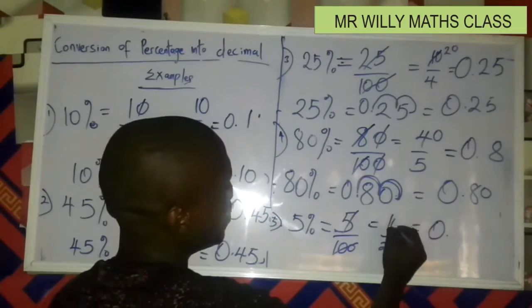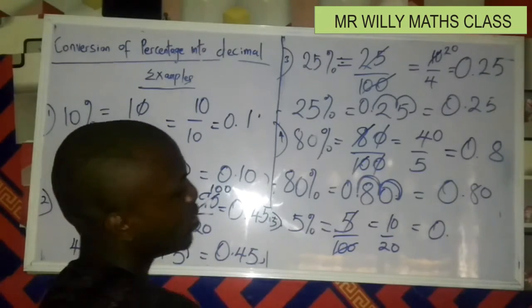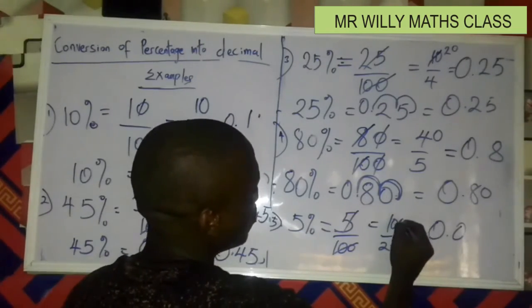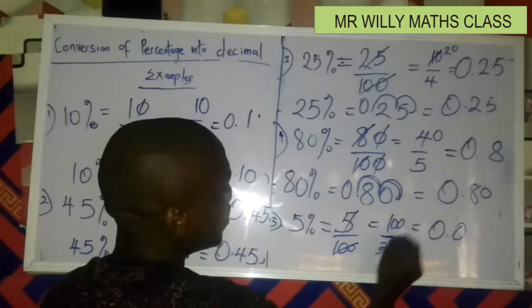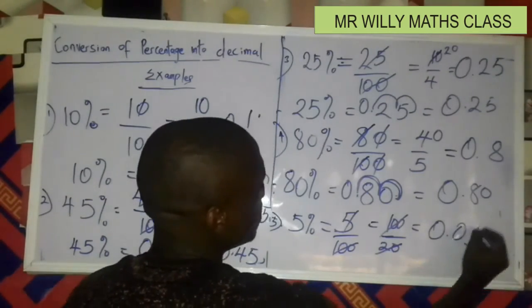You add a 0 to this, that will be 10. 20 in 10, is it possible? No. You add 0 to this, then you add another 0. So this turns to 100. 20 in 100 will be 5. So your 5% is the same thing as 0.05.